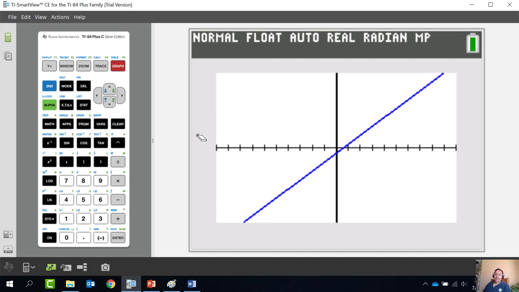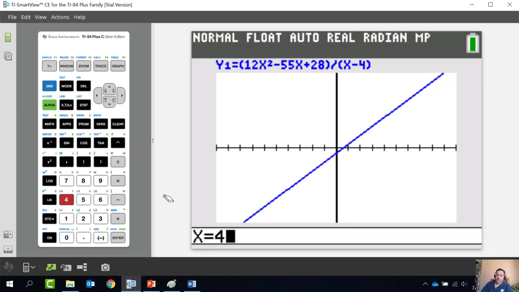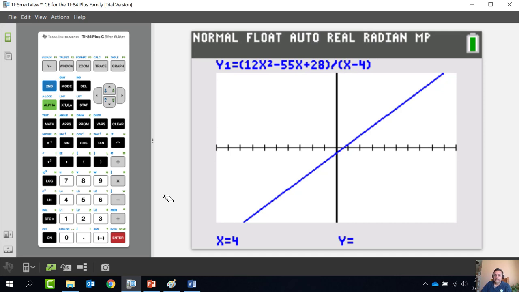But the reason why this one doesn't have that is because 4 also made the numerator 0. So when both the numerator and denominator are made 0, you don't necessarily have to have a vertical asymptote. If you hit trace, then you can put in numbers. If you put in 4, you notice that there's no y value. So again, we're asking, what are we tending to as my x value gets closer to 4, not what is the output at 4. That's why it's important. We can't always just plug it in.